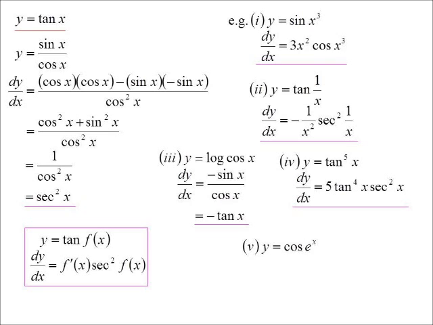Cos of e to the x. Okay, so it's a cosine function we're differentiating. We've got to differentiate the angle. The angle in this case is e to the power of x. Differentiate e to the power of x, we get e to the power of x. Well, it's the easiest derivative. So e to the x goes out the front. Cosine changes to minus sine, and the angle doesn't change. So we have minus e to the x, sine e to the x.